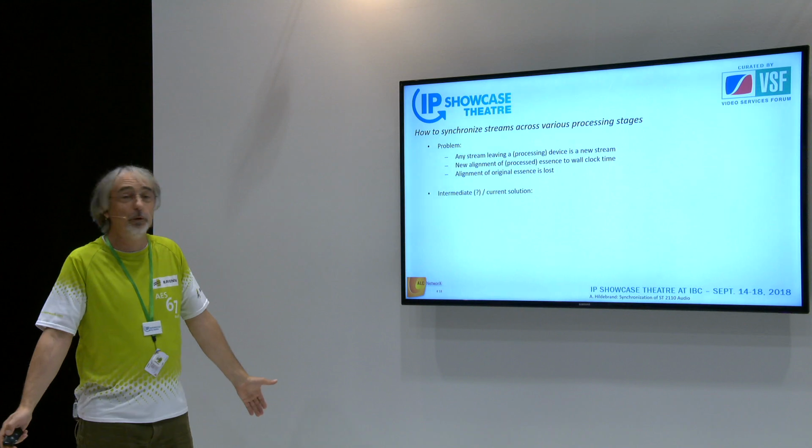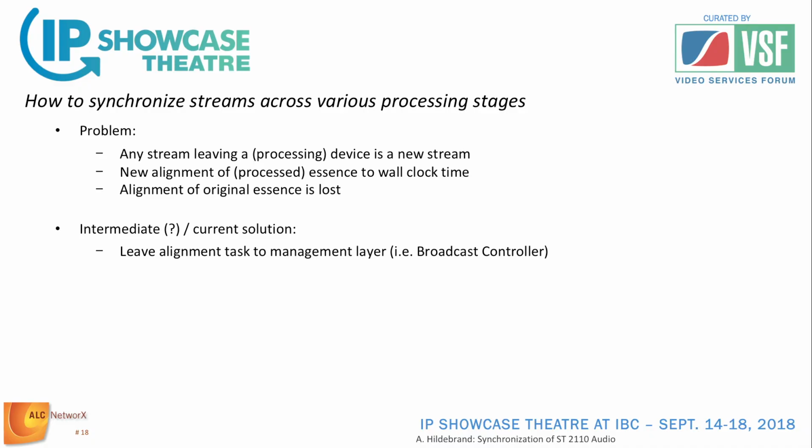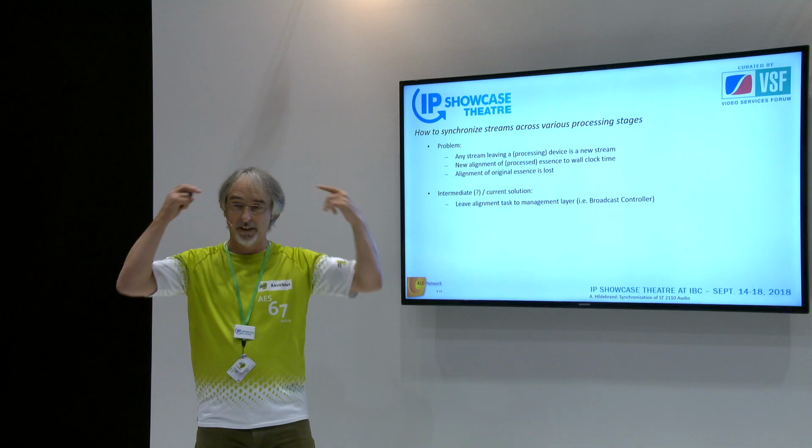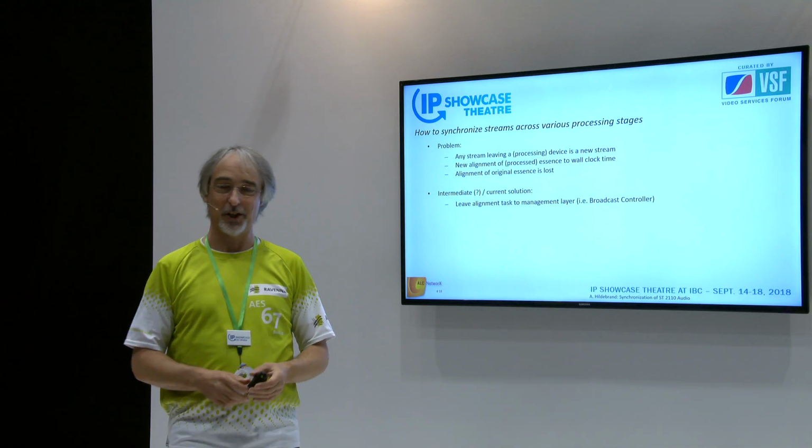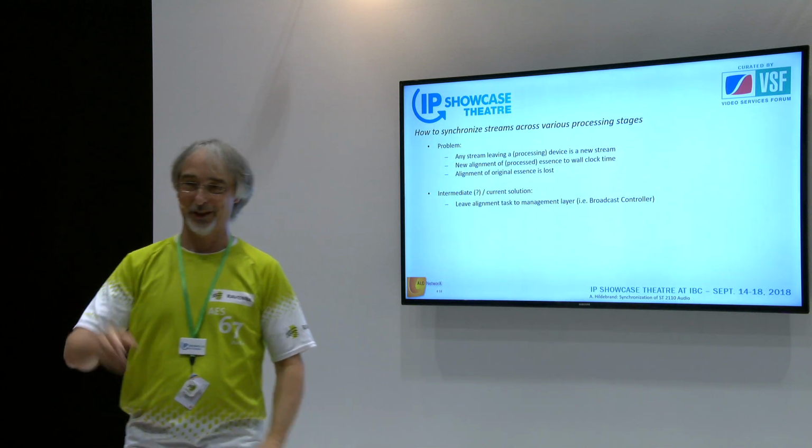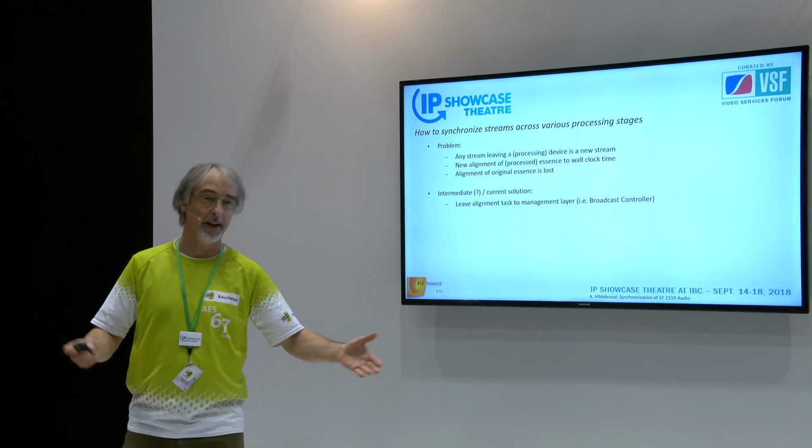So what can we do for now, actually? We are aware of the problem, what can we do by now? The current solution, maybe just an intermediate solution, maybe a more durable solution at all, is to leave the alignment task to a management layer. Whatever that means. What is a management layer? It can be the human brain, just looking at a picture, dialing in the offset to have lip sync again. We know all this from the past days.